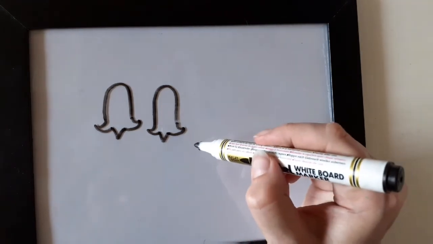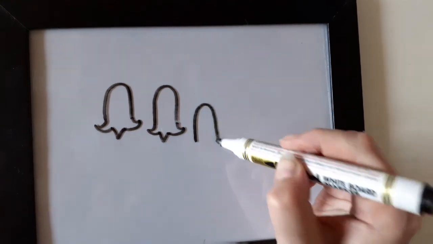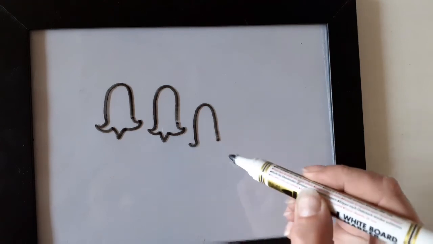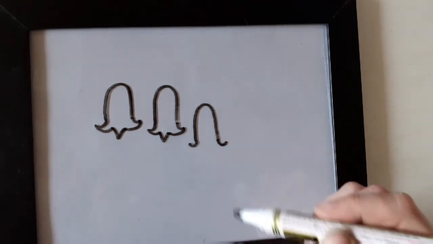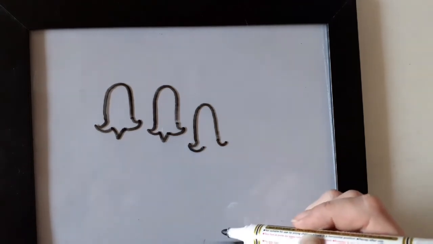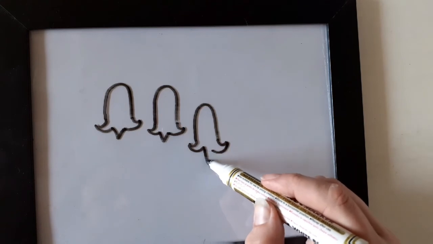Okay, should we do one more? Start with this shape. Put a little flick there. A little flick there. Make that into a point. Make that into a point. And then put your little v there.